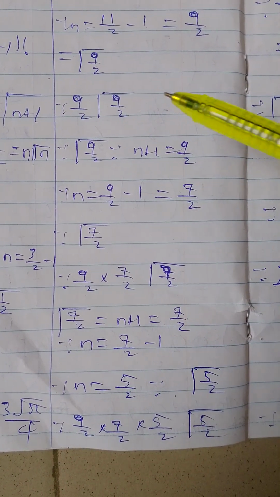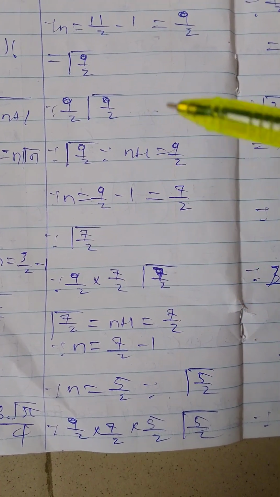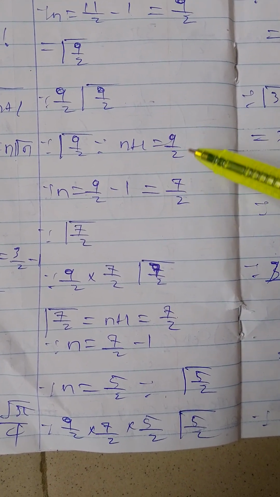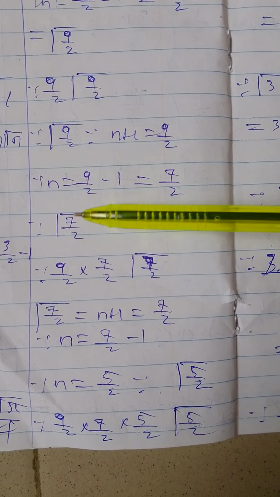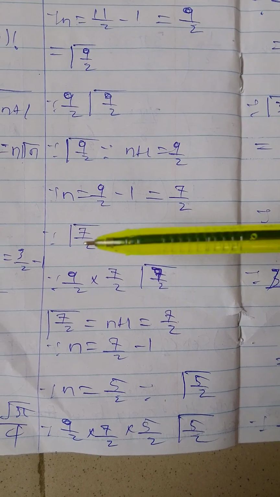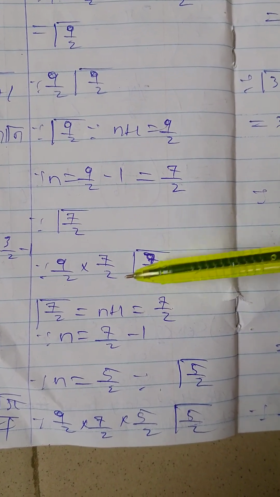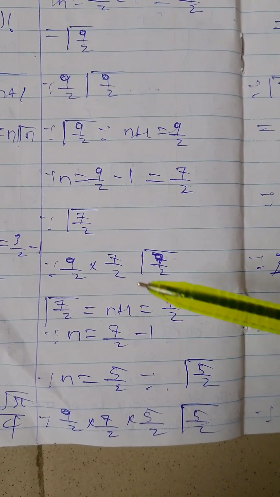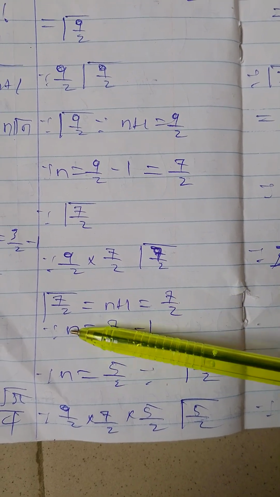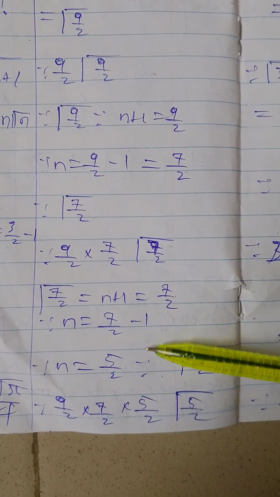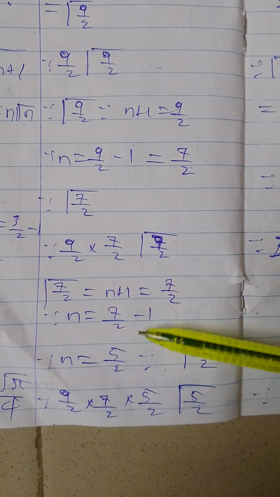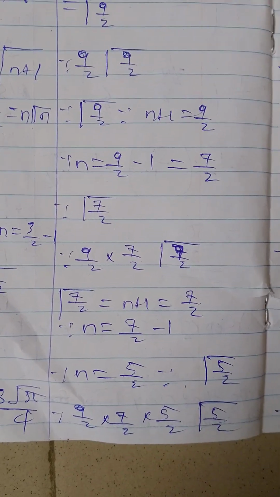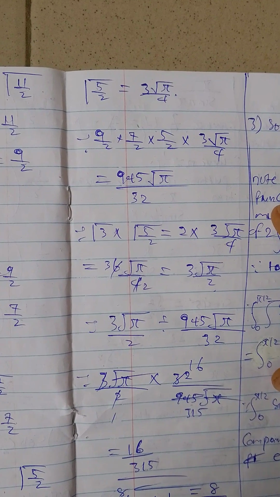Now ask yourself, do you know the gamma function for 9 over 2? No. So I have to find it. n plus 1 is equal to 9 over 2, so n equals 9 over 2 minus 1, which is 7 over 2. So that becomes 9 over 2 times 7 over 2 gamma 7 over 2. Do you know the gamma function for 7 over 2? No. So n plus 1 is equal to 7 over 2, where n is 7 over 2 minus 1, that becomes 5 over 2. So that becomes 9 over 2 times 7 over 2 times 5 over 2 times gamma 5 over 2. Now ask yourself, do you know the gamma function for 5 over 2?